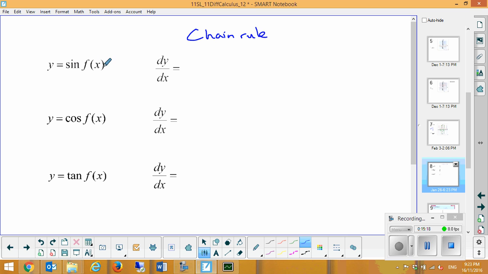So the derivative of sine of f of x becomes cos f of x. Leave the inside the same, just differentiate the outside, but then multiply by the derivative of the inside. Then this one, cos of f of x, the derivative of cos x becomes minus sine of our function. Leave the inside alone, just differentiate the outside part. Then the inside part gets differentiated to f dash x.